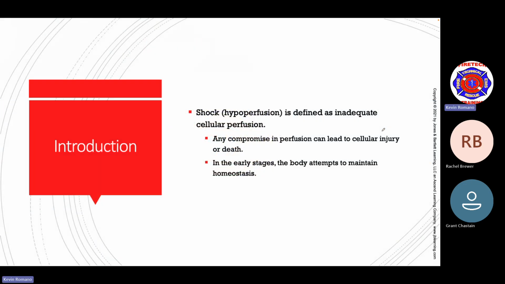All right, so shock is hypoperfusion. Inadequate tissue perfusion or cellular perfusion is shock. Any compromise in the perfusion can lead to cellular injury or death. In the early stages, the body attempts to maintain homeostasis. And that's going to be our compensated or decompensated irreversible types of shock we can come in contact with.